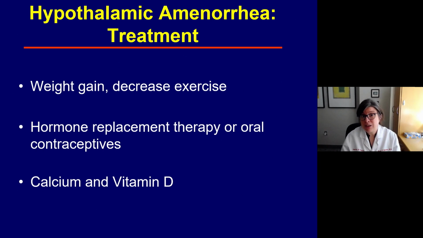But if really you're worried about just protecting bone and seeing whether or not they do start to have menstruation on their own and ovulating on their own, hormone replacement may be the best therapy for that specific group of patients. Calcium and vitamin D are important. I like to really emphasize calcium through the diet to make sure they're getting adequate amounts, and vitamin D, 800 to 1,000 units a day.